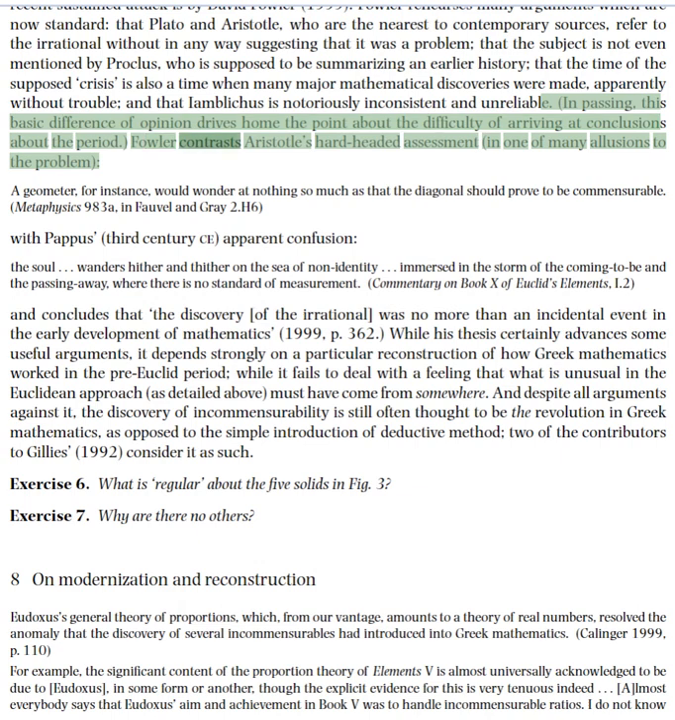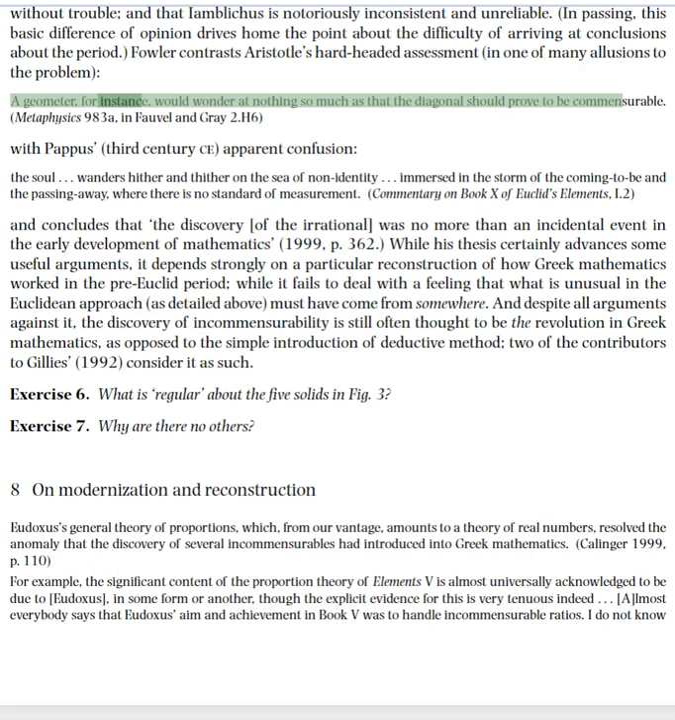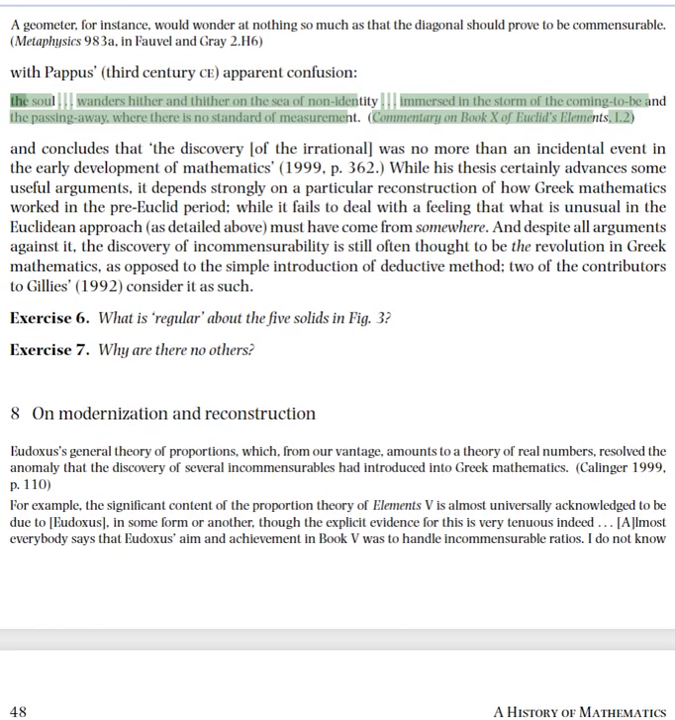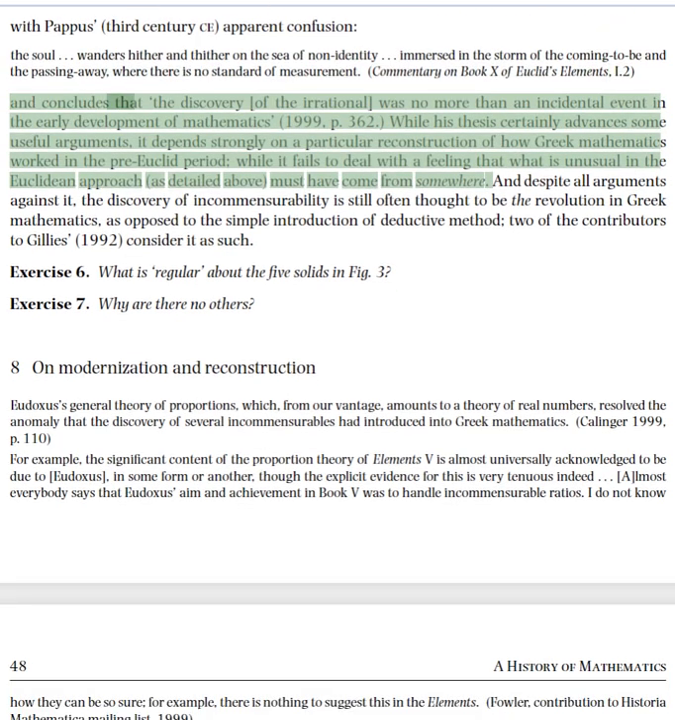Fowler contrasts Aristotle's hard-headed assessment. A geometer, for instance, would wonder at nothing so much as that the diagonal should prove to be commensurable with the side. Against Pappus' apparent confusion, the soul wanders hither and thither on the sea of non-identity, immersed in the storm of the coming to be and the passing away, where there is no standard of measurement, and he concludes that the discovery was no more than an incidental event in the early development of mathematics.